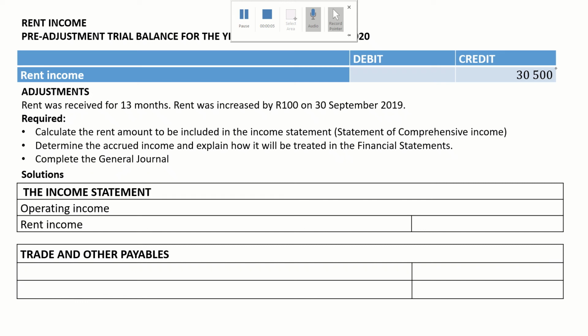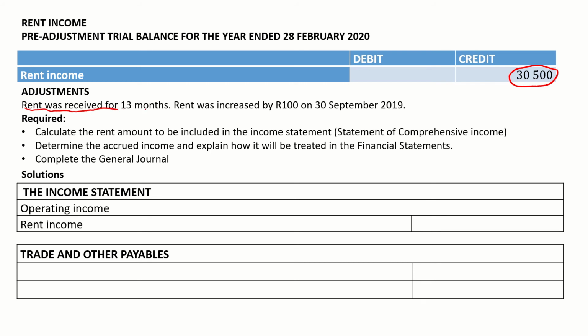In the trial balance, you are given 30,500. So that is the rent income you have received for the year. However, they told you that rent was received for 13 months. And that is wrong because remember I said income that must be recorded in the income statement must be income that falls within a specified accounting period.